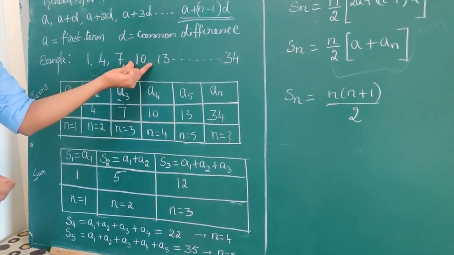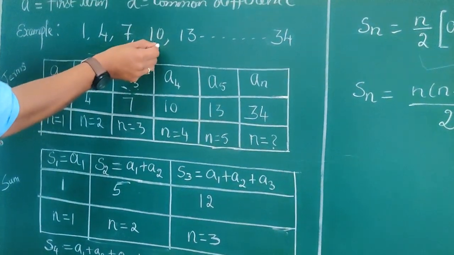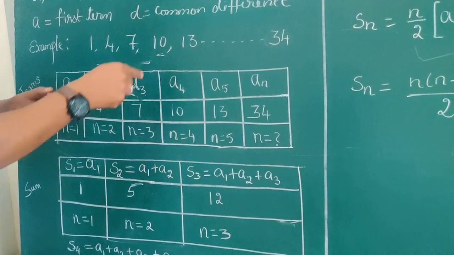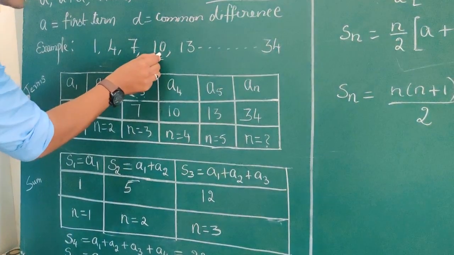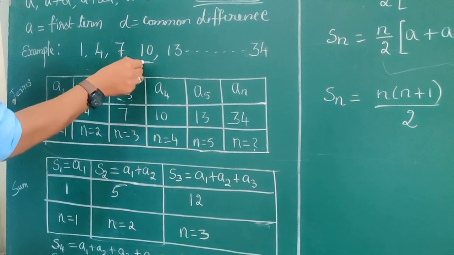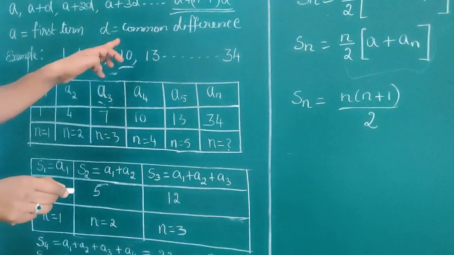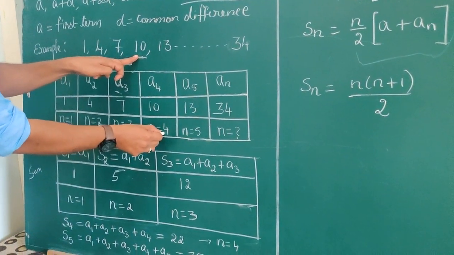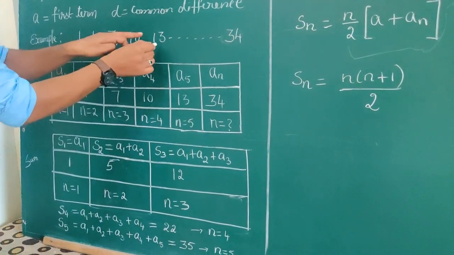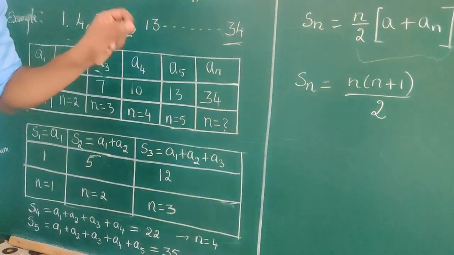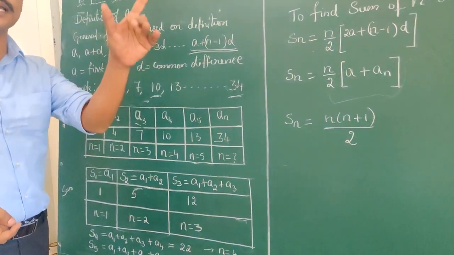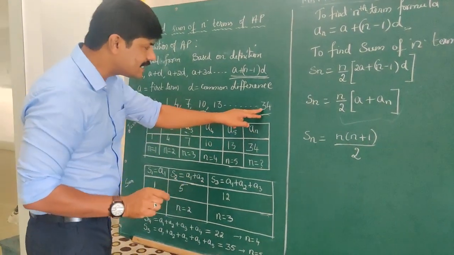What is the value of n at A4 equals 10? Why did I say A4 equals 10? Because it is the fourth term. You can count 1, 2, 3, 4. It is present at the fourth place, where the n value is equal to 4. Therefore it is called the fourth term. It is the fifth term. And what is 34? I do not know, so I simply call it the nth term. Understand, children? This is the nth term.